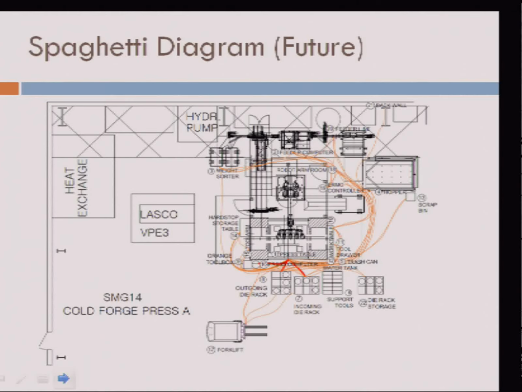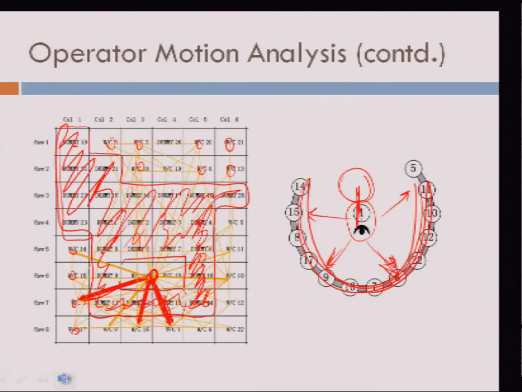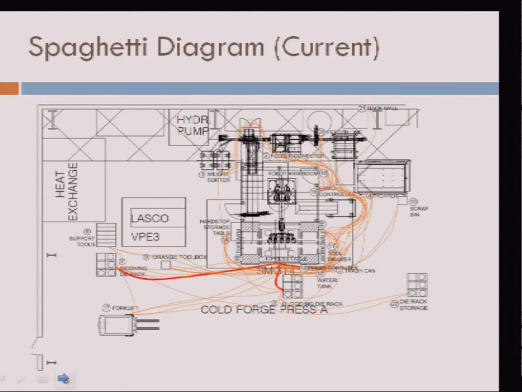What you see here, I think it's better that you also see what the current state was. We took the operator's routing, and you see all these location points, there were 21 location points, right? We took the from-to chart and mapped all those pairwise transitions into this spaghetti diagram. Compare this future state with this, which was the current state.